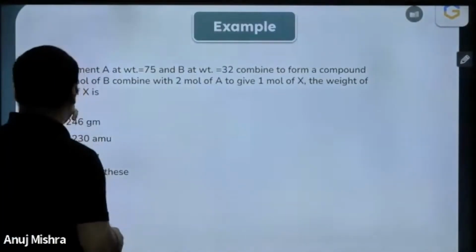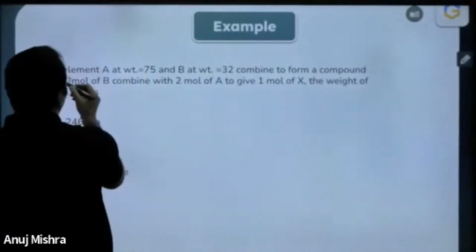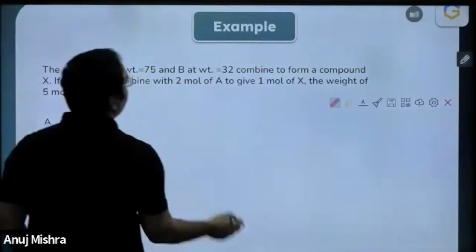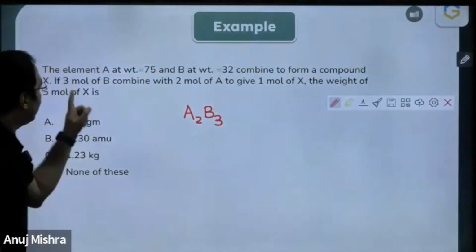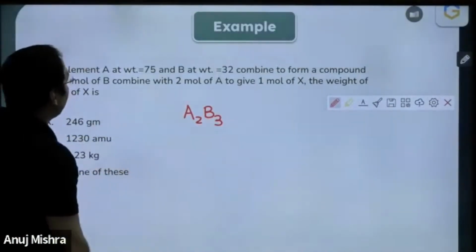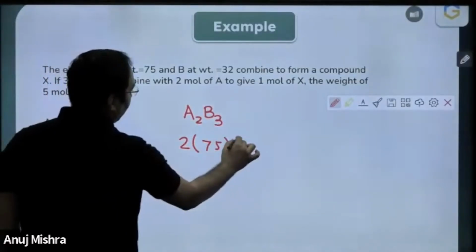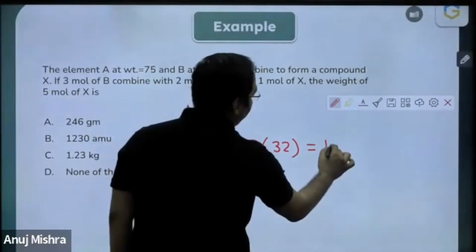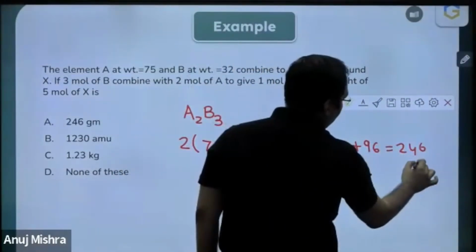See, the question is element A, atomic weight 75, B, atomic weight is 32, combined to form a compound X. And 3 moles of B combined with 2 moles of A. So basically it is A2B3, yes or no? Now you can calculate the molecular weight of A2B3. It will be 2 times atomic weight of A, which is 75, plus 3 times atomic weight of B, which is 32. So this is 150 plus 96, which will come 246 gram per mole.